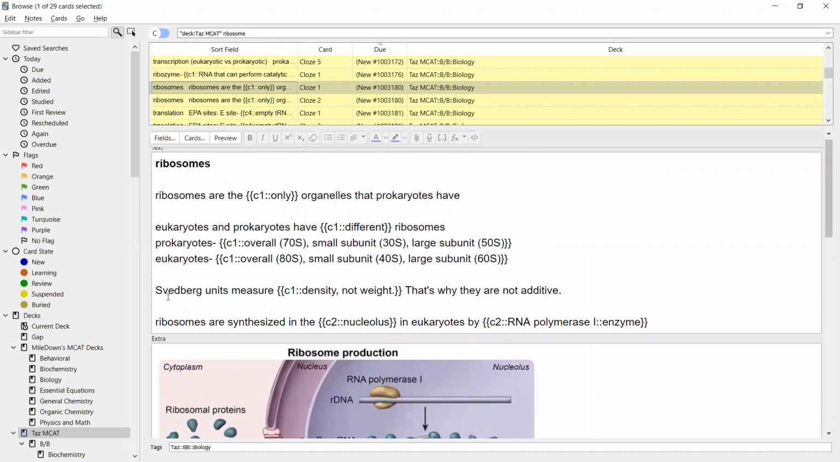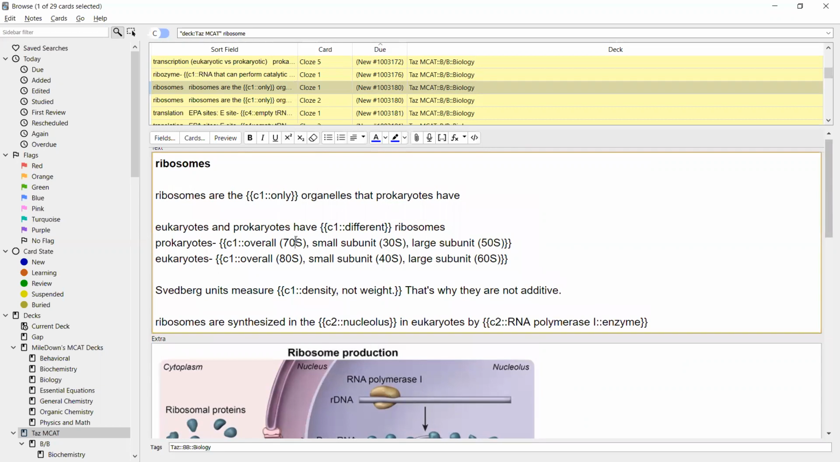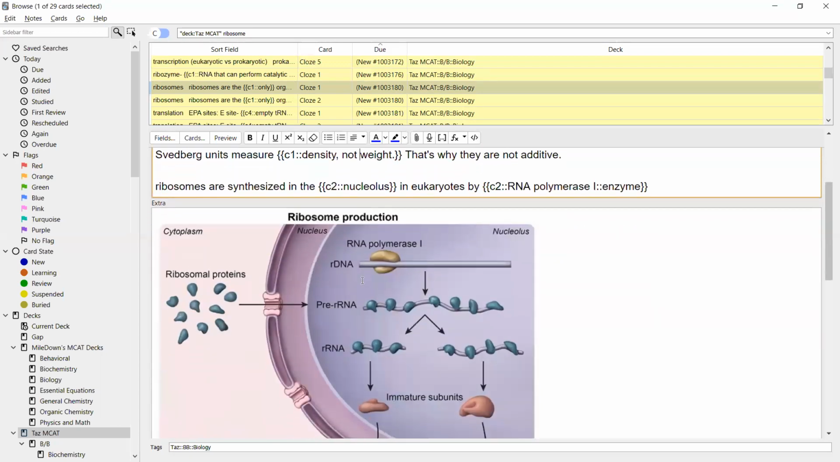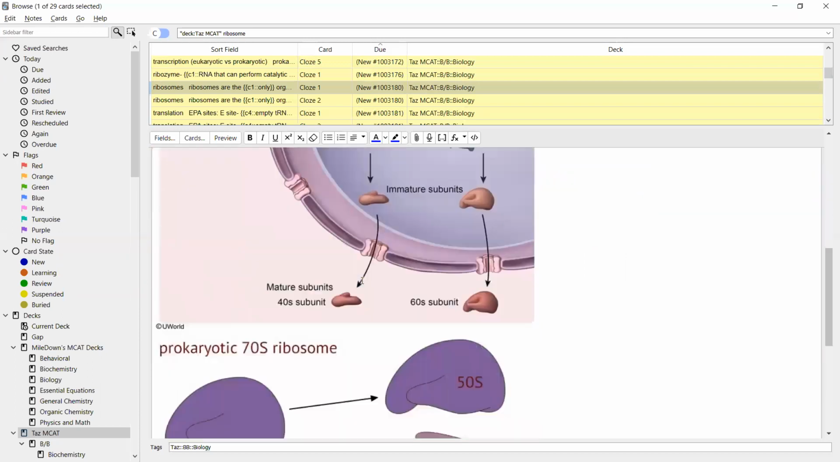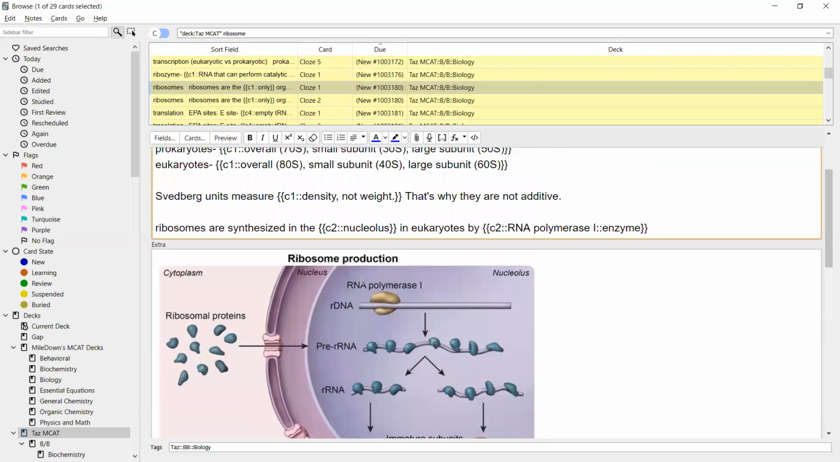But then I just randomly found out that the S is actually a unit, and it measures density rather than weight. And that's why it doesn't add up properly. I was like, oh, okay, so that's why that is. I thought they were just being weird for no reason, but there's actually a reason. The more you know.